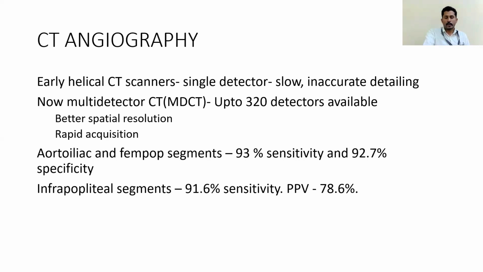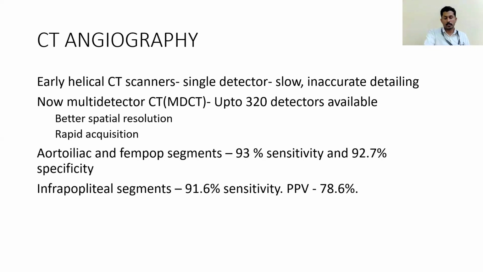Then there are different types of CT angio available. In early times it was helical CT, with only a single detector, so we did not have that much accuracy and detailing of the anatomy of the affected blood vessels. Nowadays we have MDCT, multi-detector CT. Up to 320 detectors are available, which rotate around the patient in a circular motion and produce good pictures of the blood vessels.